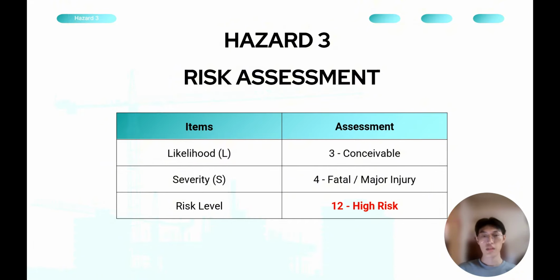The severity is rated as level 4, which represents fatal or major injury, due to the possibility of serious injuries such as crushing, amputation, or permanent disability. Therefore, the total risk score is 12 based on the risk matrix. This hazard is classified as high risk and requires immediate control measures to reduce the risk to an acceptable level.